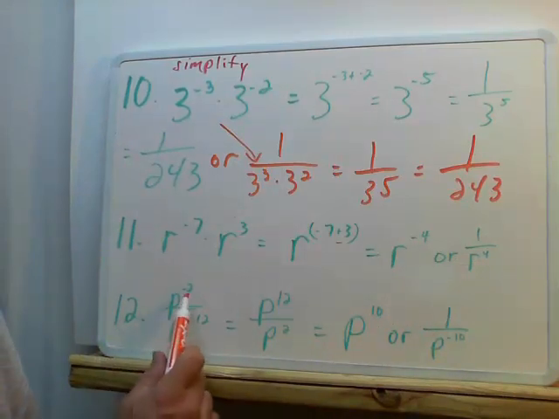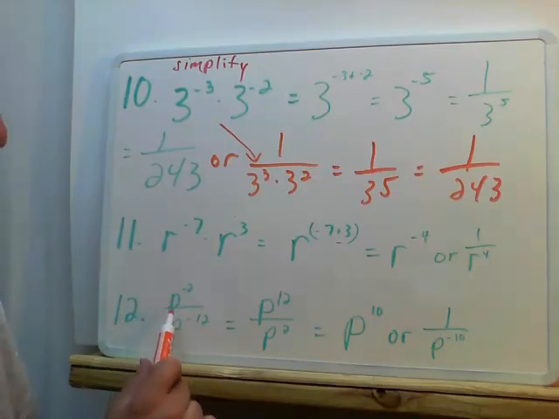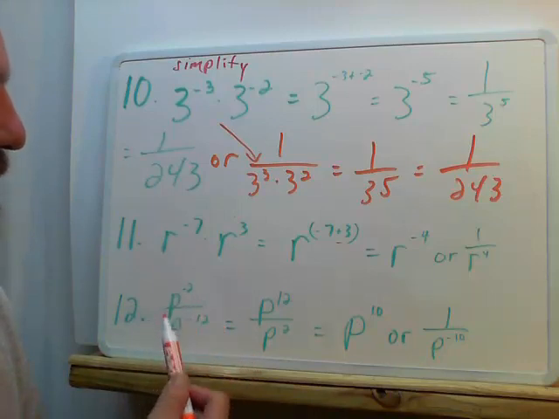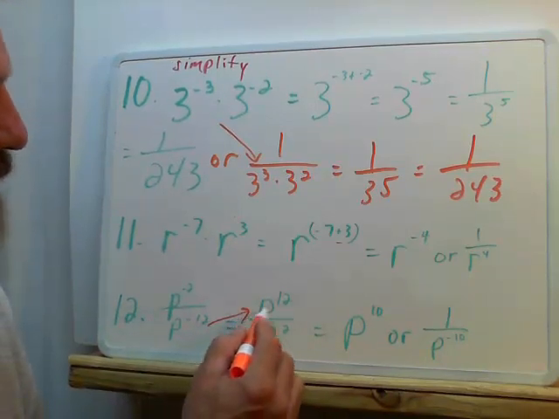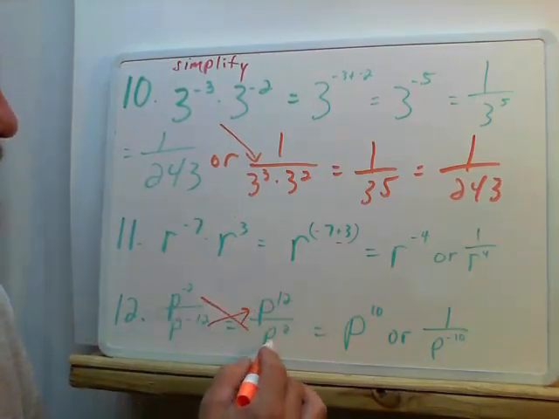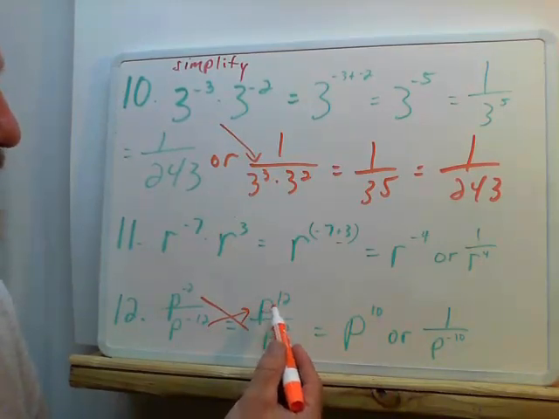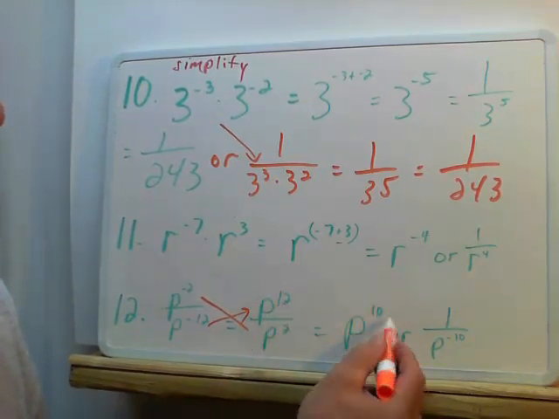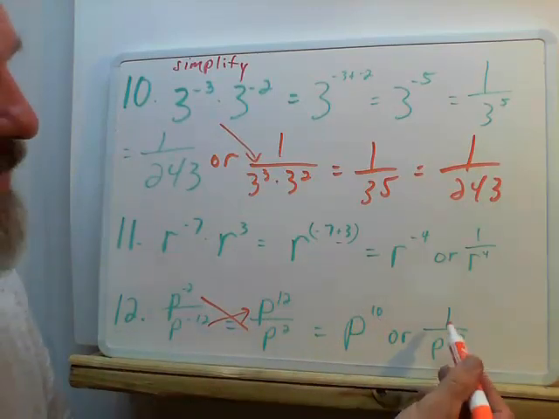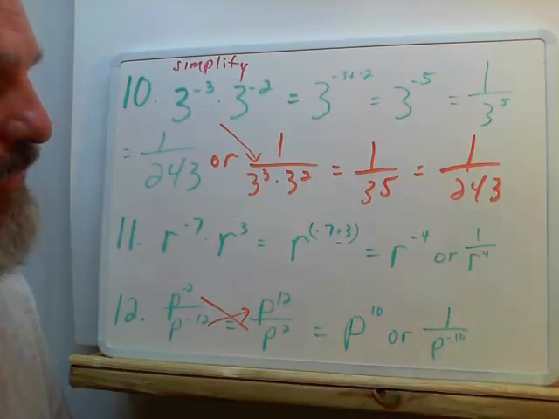Number 12, we have p to the negative 2 over p to the negative 12. I think this is a real good example of moving from numerator to the denominator, or vice versa. Makes this a much easier problem. Move this up, it becomes p to the 12th. Down becomes p squared, and now we just have p to the 12 minus 2, or p to the 10th. If you did it the other way, you would end up with 1 over p to the negative 10.